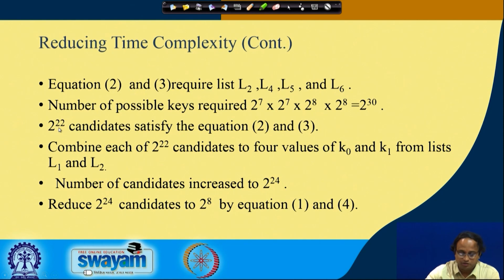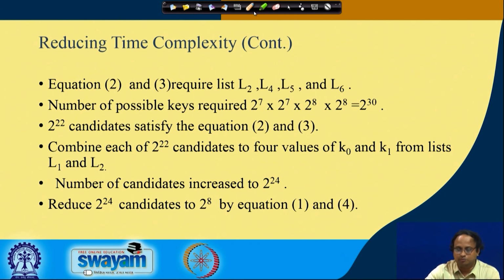Now these 2 power of 22 candidates you combine with the other 4 values of K0 and K1. So the size increases to 2 power of 22 multiplied with 2 power of 2, that is 2 power of 24. Then you use equations 1 and 4 to reduce this 2 power of 24 to the final 2 power of 8 values. If you do it this way, your size never exceeds 2 power of 30, and therefore the time complexity of the attack does not shoot beyond 2 power of 30.